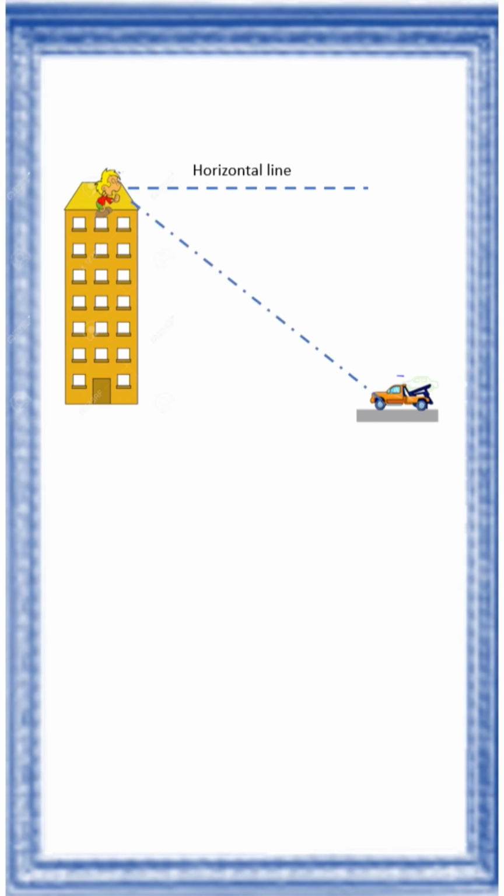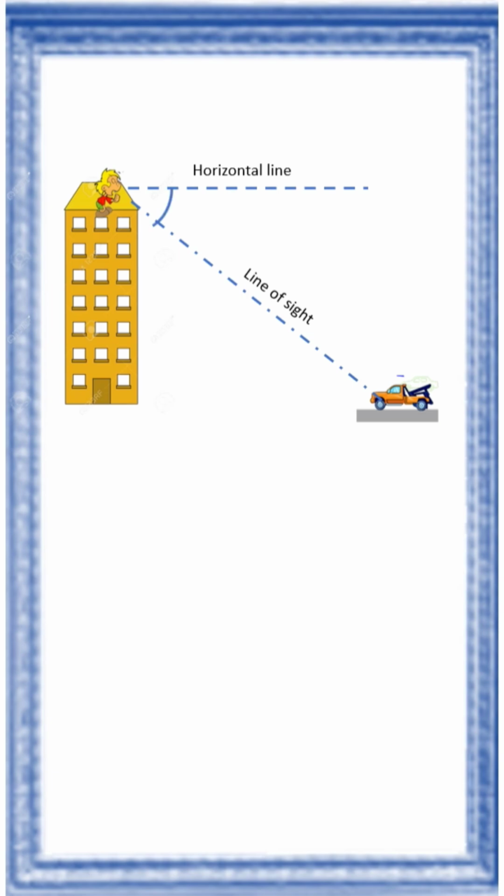Now this is the building. When the observer is on the building, observe the figure, then this is the horizontal line which is drawn from his eyes, and he is observing a car which is below the horizontal line. In order to look at the car, he has to lower his head. This is the line of sight. You know what the line of sight is. Now this is the angle of depression.